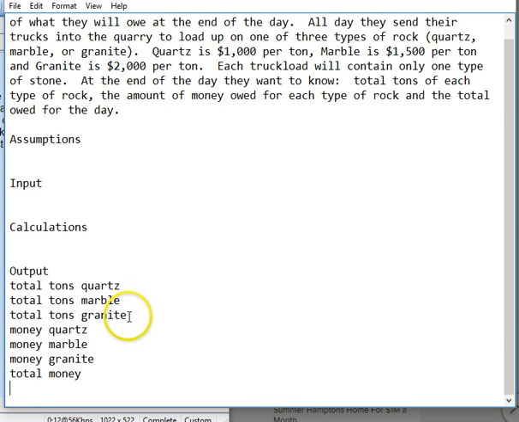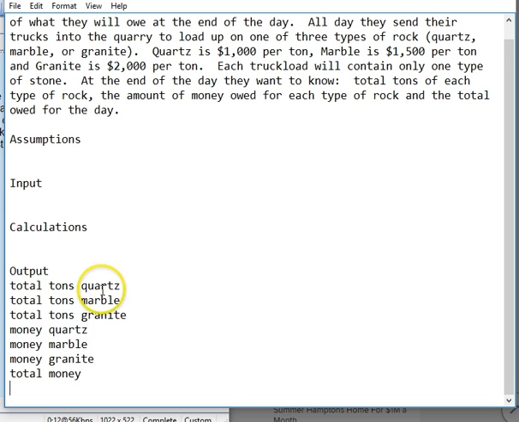And if we take a look at the total tons, quartz, marble, and granite, we'll see that all three of those are going to be accumulators, because I'm going to get a truck that brings in 10 tons of quartz, and then I'm going to have another truck that brings in 5 tons of quartz. So that total tons is now going to be 15 because it's accumulated 10 and 5. Another truck comes in with another 10, and now we have 25 tons of quartz. So total tons of quartz is going to be an accumulator.